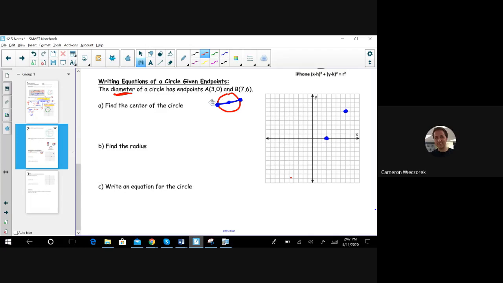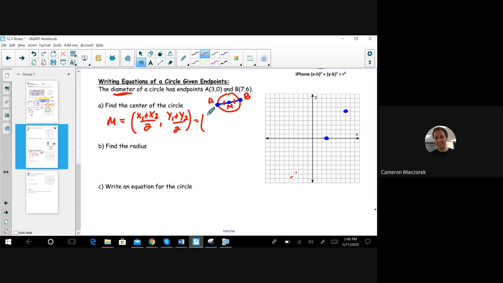The distance from this blue dot, let's just say this is A and this is B. The distance from A to the center is the same distance as B to the center. Those are both radii. So what I need in order to get the center, I need to get the midpoint of A and B since it's halfway in between. So I'm just going to call this center M. And so to get the midpoint, you've got to add up your x values and divide by 2. And you've got to add up your y values and divide by 2. You're just averaging the x's and averaging the y's.